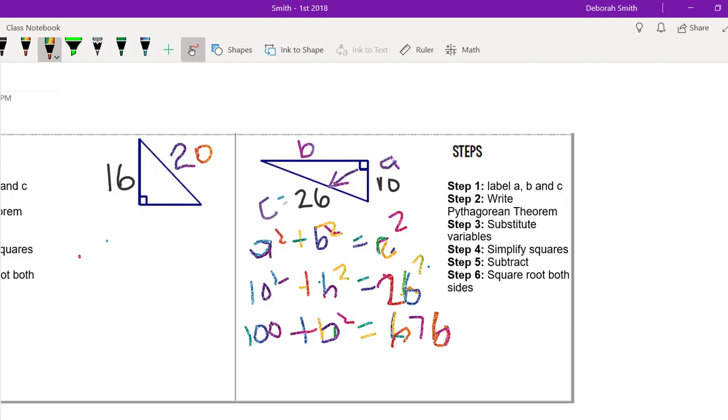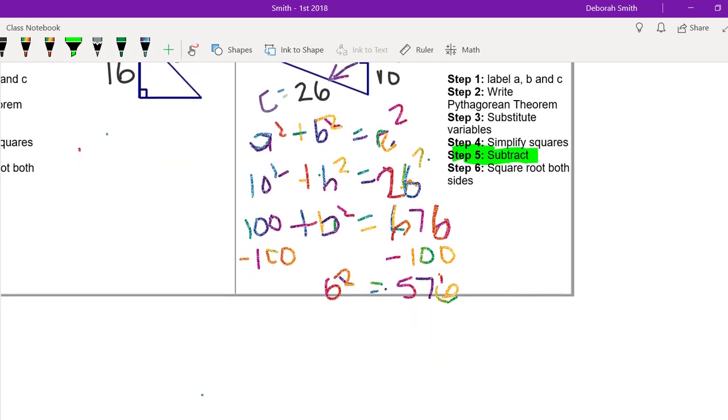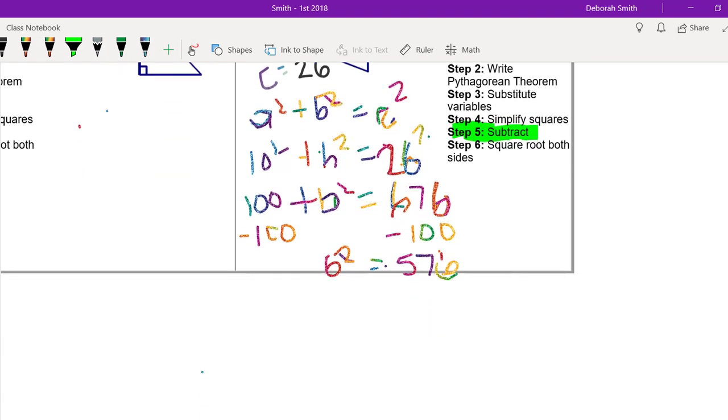Alright, now this is where it gets different. This one says to subtract right there because they are on opposite sides of the equal sign. So I'm going to isolate the b variable by subtracting 100 from both sides. I have b squared equals 576. Okay, and now the last step is to square root both sides.